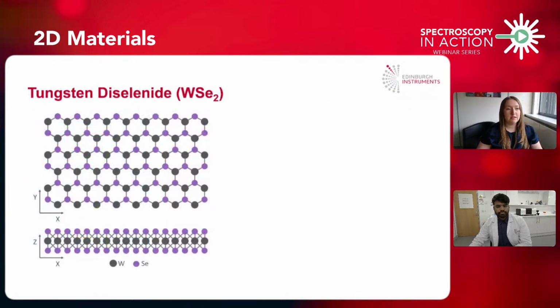We're moving on to tungsten diselenide here. So we've changed both our transition metal and the chalcogen that's attached to it, and we will now look at this sample which has all three layers: monolayer, bilayer and trilayer. So yeah, Nikesh, do you want to talk us through this?